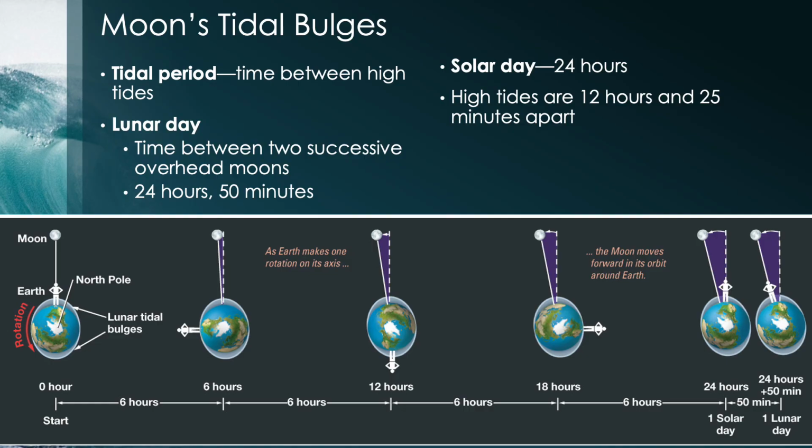So when we talk about high tides happening twice a day, it's slightly desynchronized with the actual typical Earth day. And so the tides don't always occur at the same time every day because there's this slow 50-minute drift that differs from day to day because the moon is orbiting.